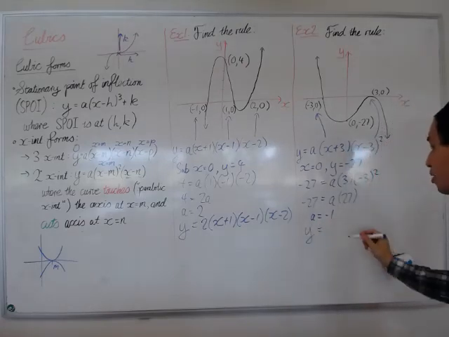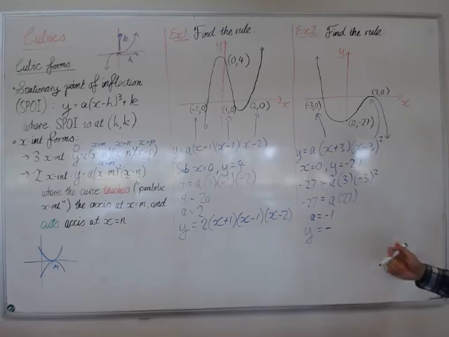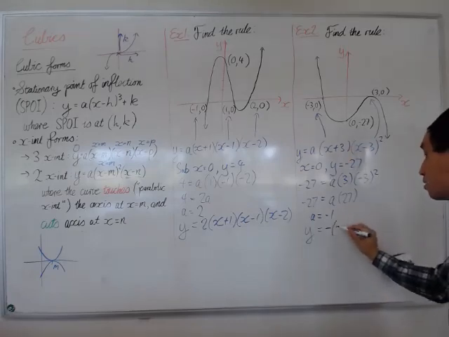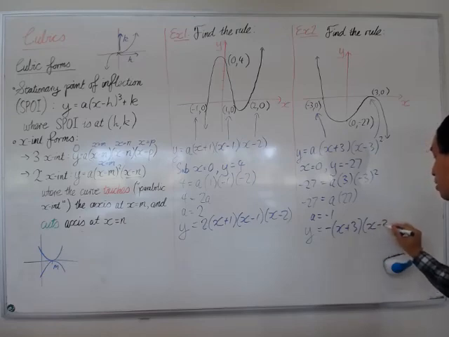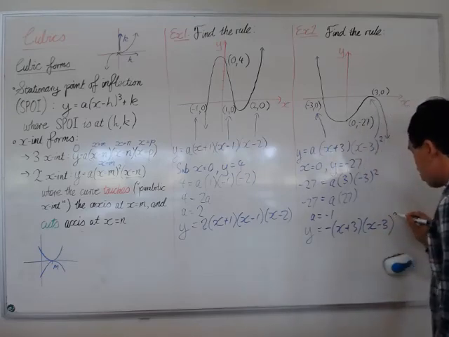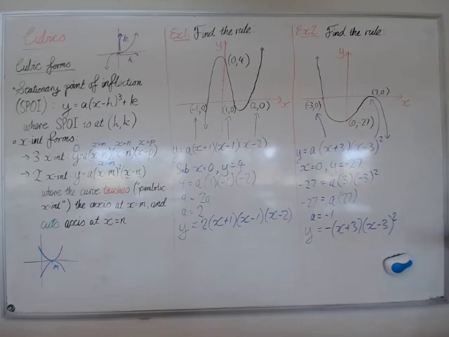And so our rule is negative 1, so we just put a negative there, times x plus 3 times x minus 3 squared. Don't forget about that one. If you don't have a square here, it's just a quadratic rule.